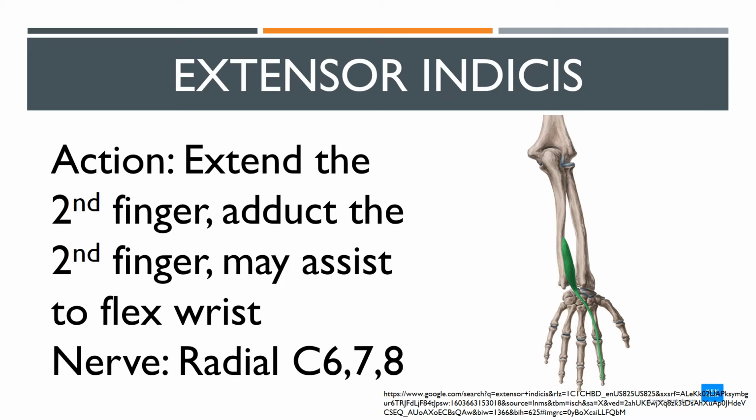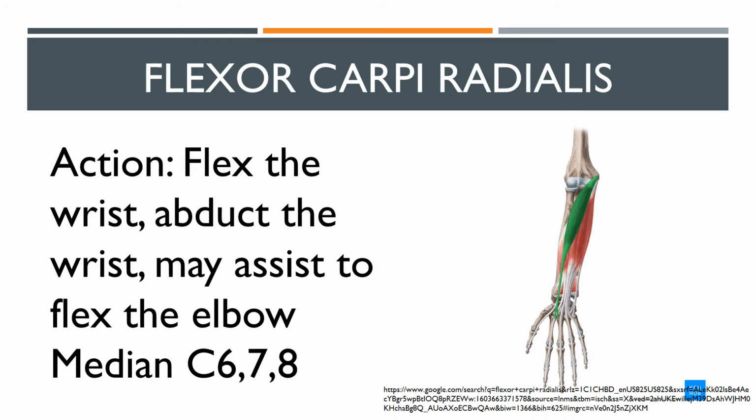Extensor indicis extends the second finger and adducts the second finger. It may also assist to extend the wrist. The nerve is radial C6, 7, and 8. Flexor carpi radialis flexes the wrist and abducts the wrist. It may also assist to flex the elbow. The nerve is median C6, 7, and 8.